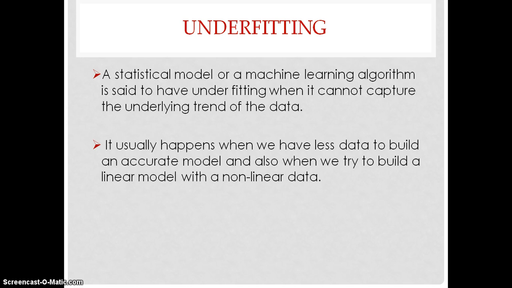And the next concept is underfitting. It's totally opposite to overfitting. When there is a small amount of data, a statistical model or a machine learning algorithm is said to have underfitting when it cannot capture the underlying trends of the data. It becomes difficult for the machine to find the pattern of the data, to find the important things from the data, since the data is very small in size. It usually happens when we have less data to build an accurate model, and also when we try to build a linear model with non-linear data, when there is variation among the data. When the data is small, such an issue arises.